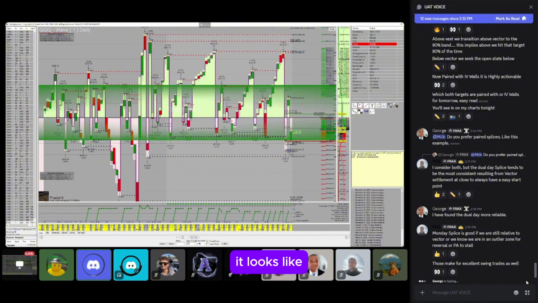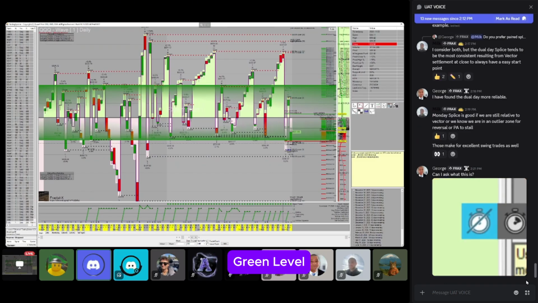Yeah, right now it looks like Monday, if we open down underneath that green level, there's a high potential for a Monday rally back up by 4 p.m. It looks like on that graph.